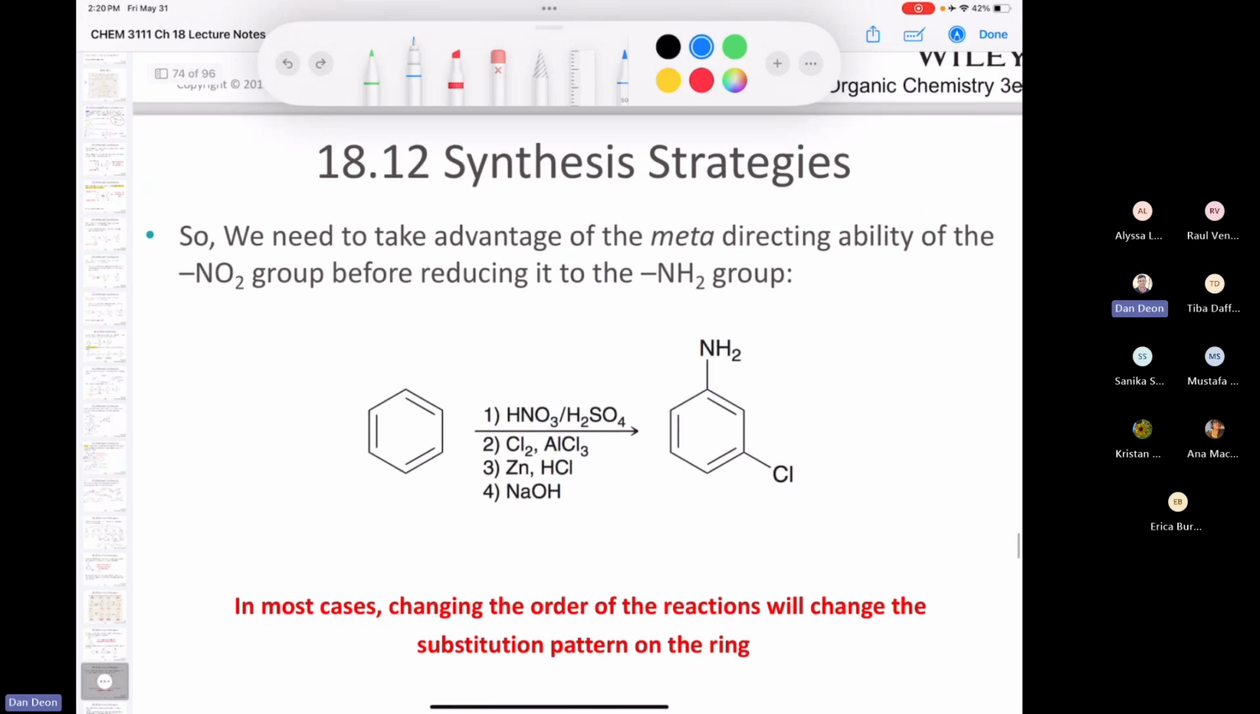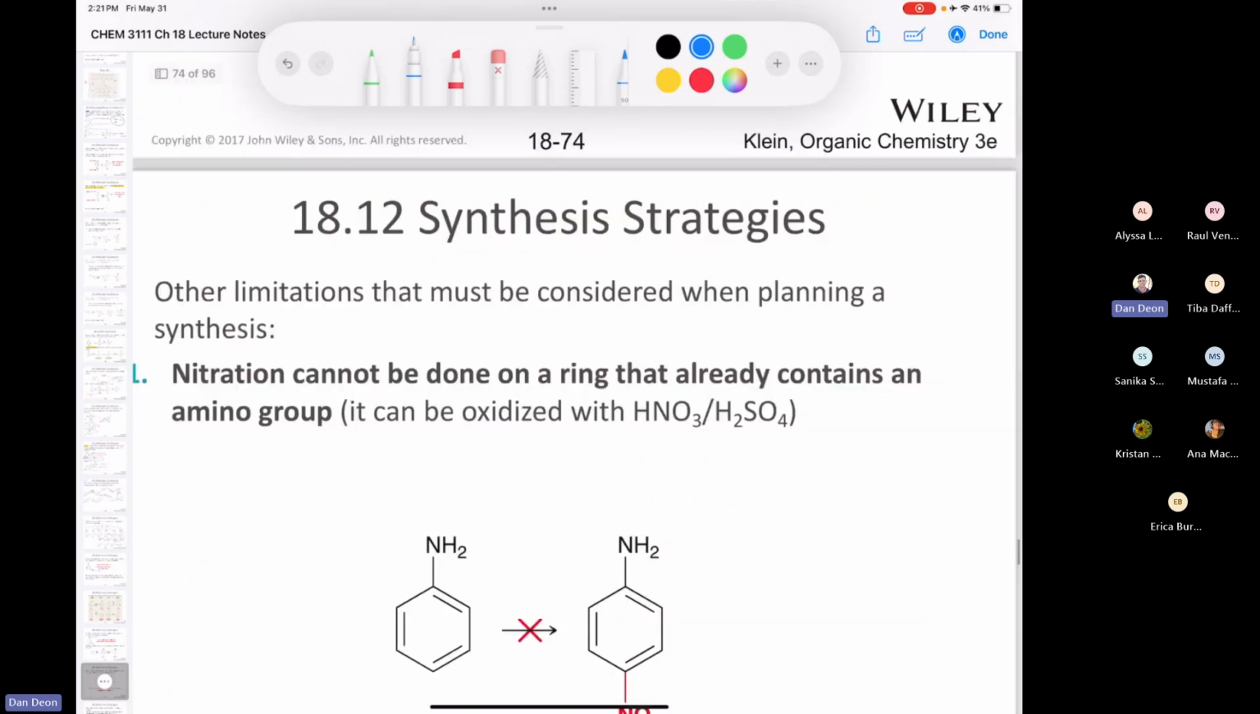So here, first, what you would do is the nitration, then you would do the chlorination, right? Because your intermediate after the first step would be nitrobenzene, and that's going to direct you to put the chlorine here. Then you can do the Clemmensen, just the zinc reduction, and then you wash it with sodium hydroxide to convert the anilinium ion to the free base. So there you go. Again, order is very, very important in these.